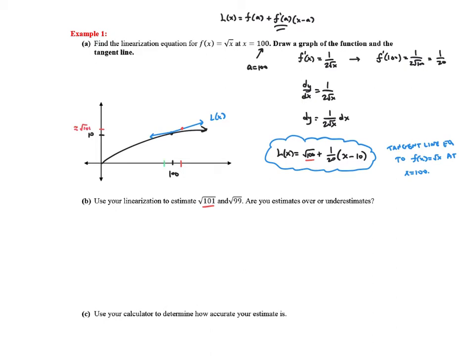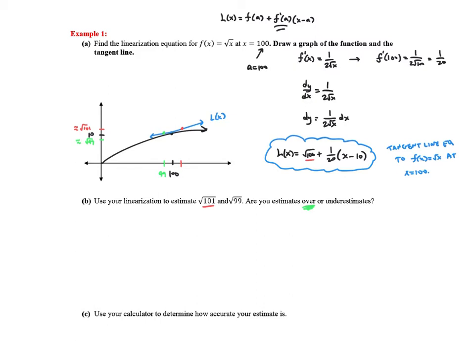Likewise, the square root of 99, that's going to be an overestimate for the square root of 99. So let's use this linearization function in order to estimate these. We've already determined that both will be overestimates, and the reason for that is because of the concavity of the square root of x. So let's approximate the square root of 101.